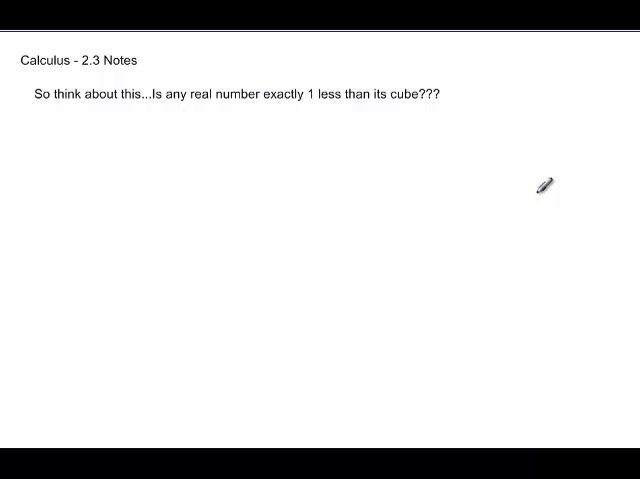Okay, so here we go. Intermediate value word problem. So think about this. Is any real number exactly one less than its cube?